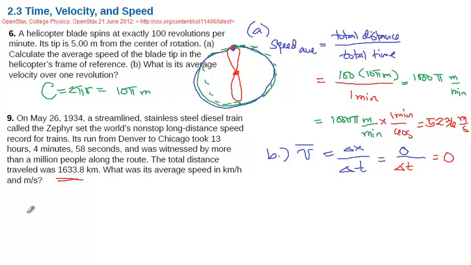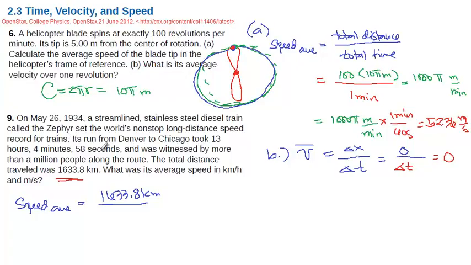So average speed, well, we're being asked for average speed. I think this is no longer a big deal because we already know how to solve for it. It's just distance traveled over time. So we're asked for kilometers per hour first. So how many kilometers? 1633.8 kilometers.